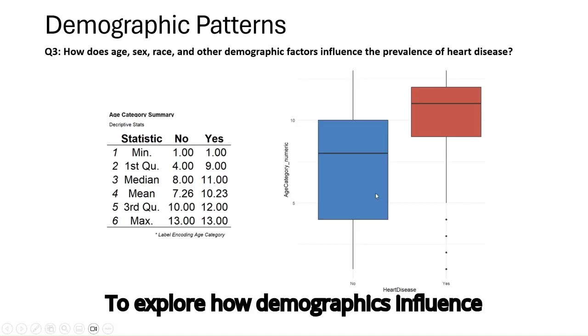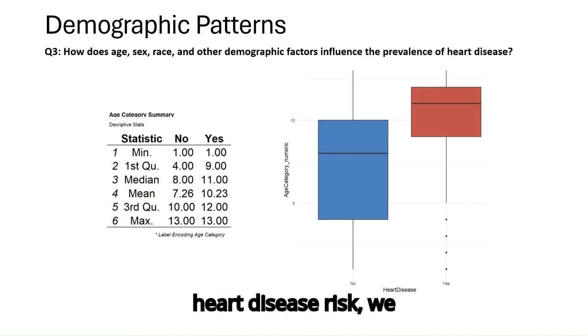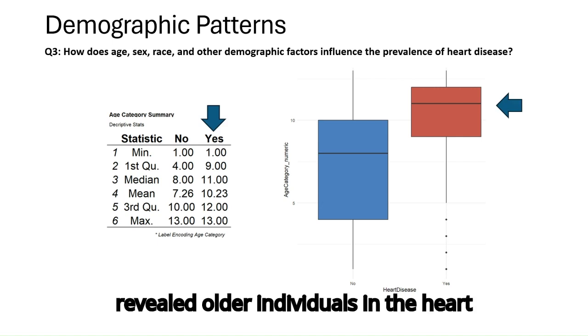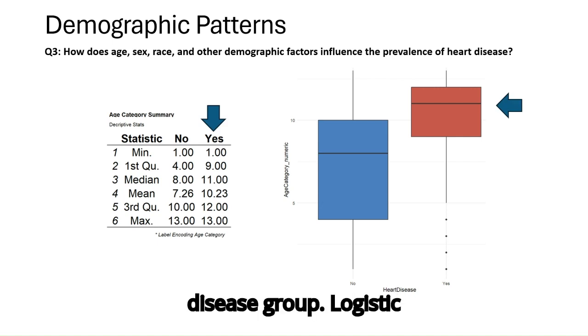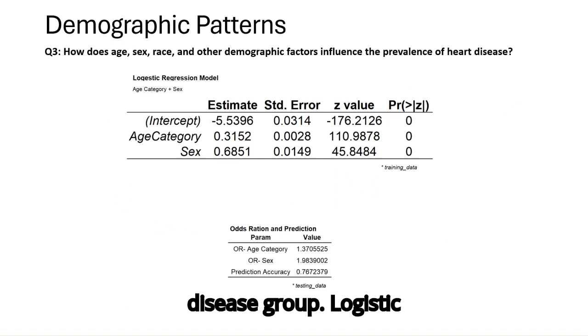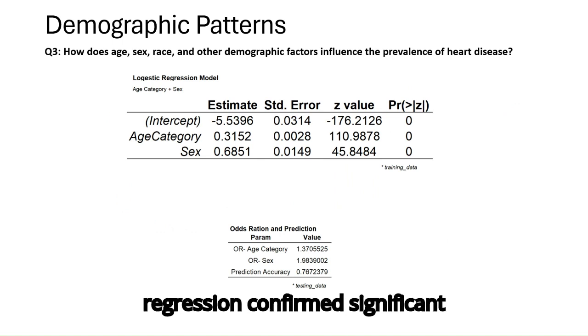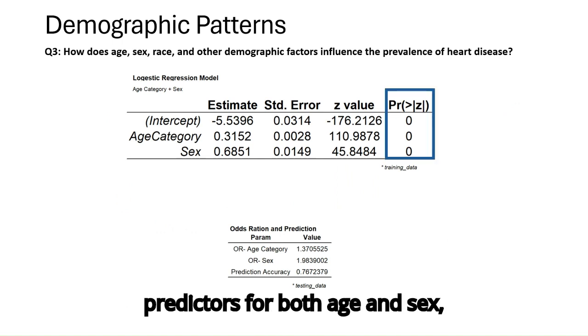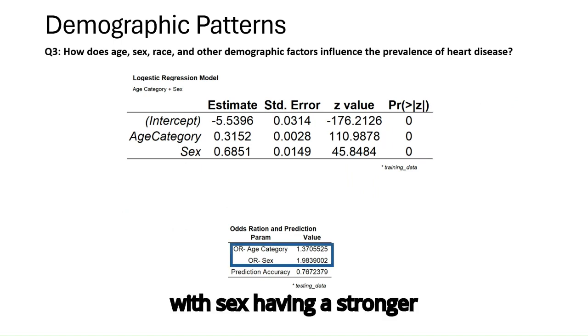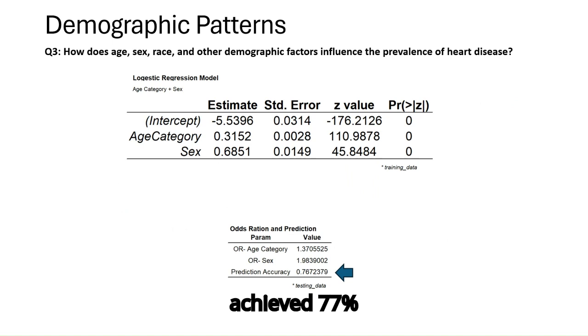To explore how demographics influence heart disease risk, we analyzed age, sex, and other factors. Descriptive stats revealed older individuals in the heart disease group. Logistic regression confirmed significant predictors for both age and sex, with sex having a stronger association. The model achieved 77% accuracy.